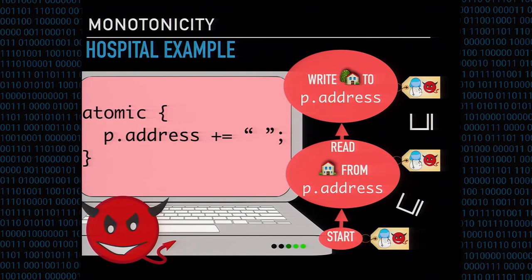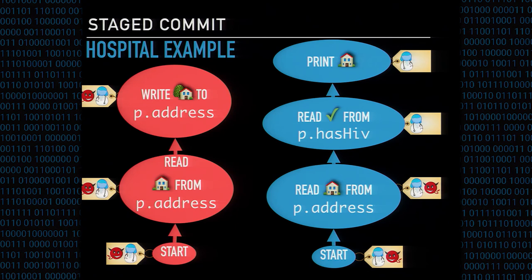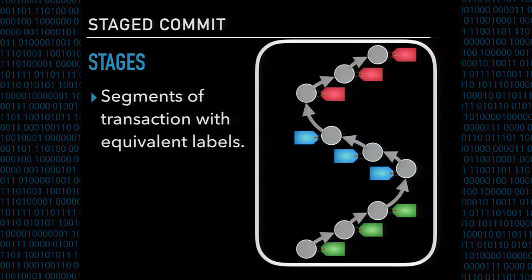Mallory's transaction is much simpler. When she starts, first she reads the address, and then she writes it. All of these events are observable to both Patsy and Mallory, so her transaction is naturally monotonic. So given that both of these are monotonic, our protocol should be able to schedule them. Let's take a look at how that works.